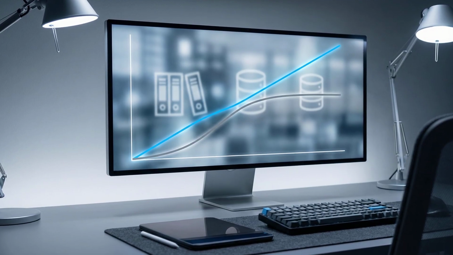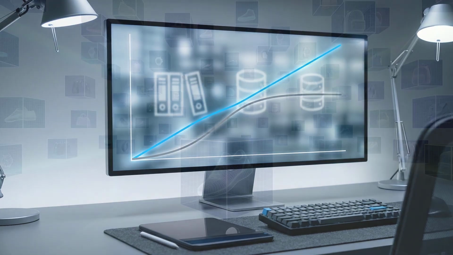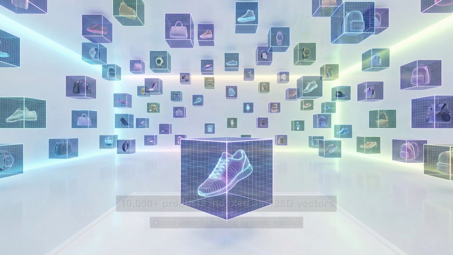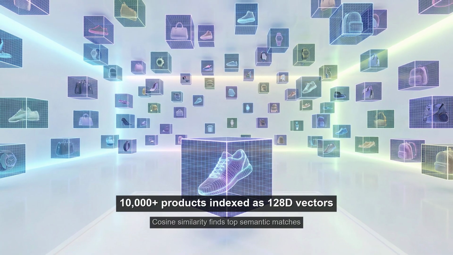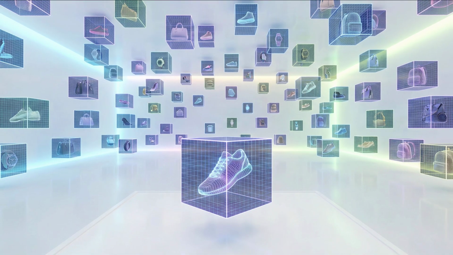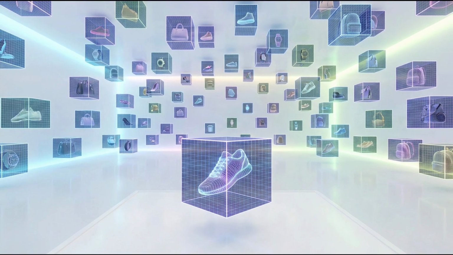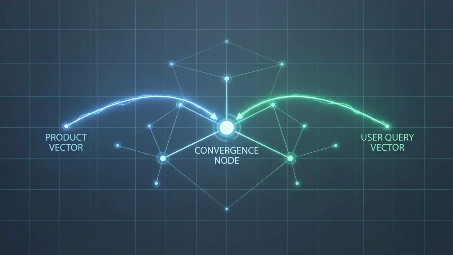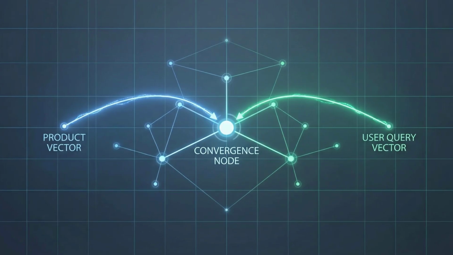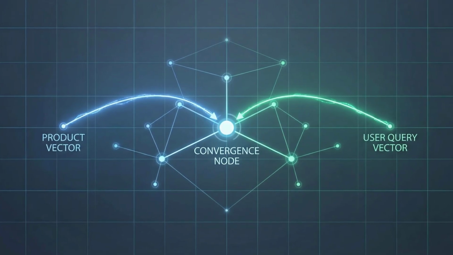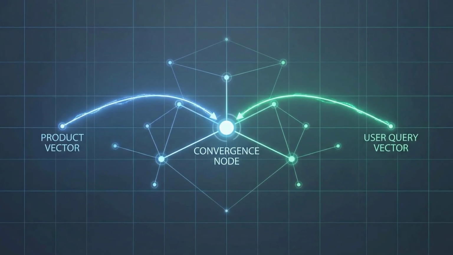To see how this plays out, imagine an e-commerce catalog with 10,000 products. Each product description lives as a 128-dimension embedding. A user types comfortable hiking boots. The system converts that query into its own 128-dimension vector, using the same model as the product embeddings. That part is critical. The same model ensures both sides live in the same map with the same coordinate system.